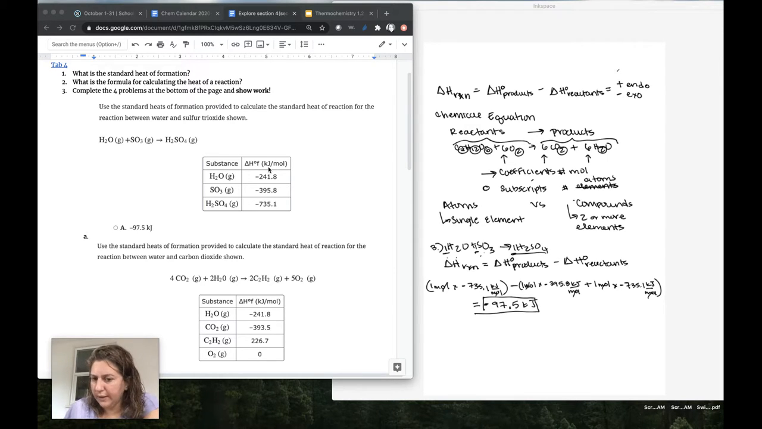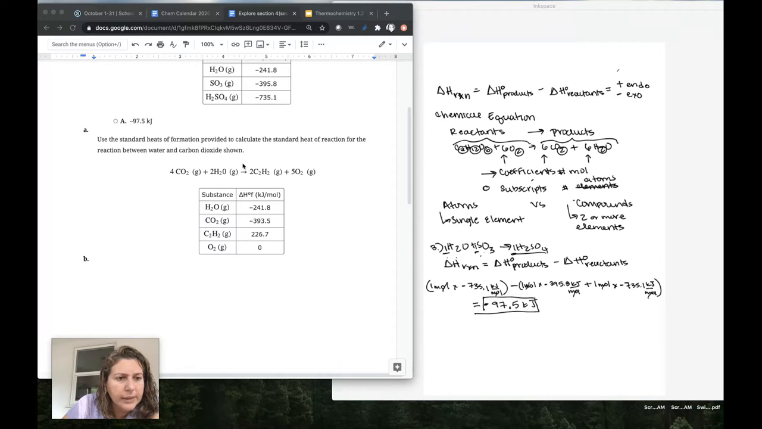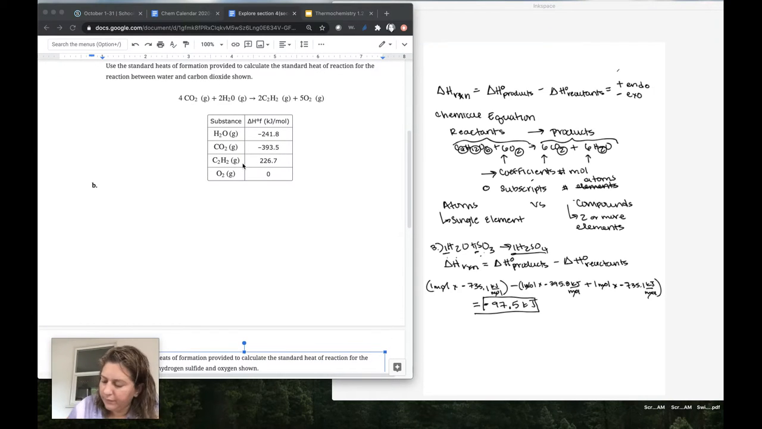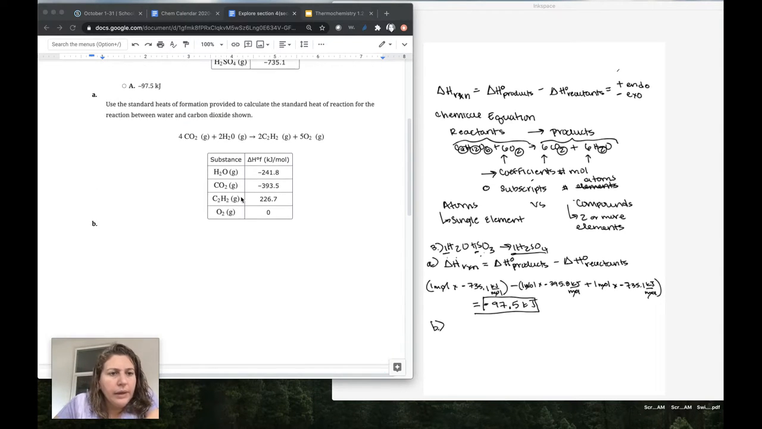The next problem number, I guess I did letters. So that was letter A. That was 3A right there. The next letter is B. Let's take a look at that. So B is telling us to use the standard heats of formation provided to calculate the standard heat of the reaction for the reaction between water and carbon dioxide shown.